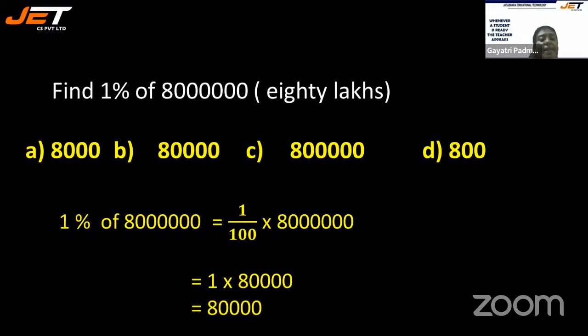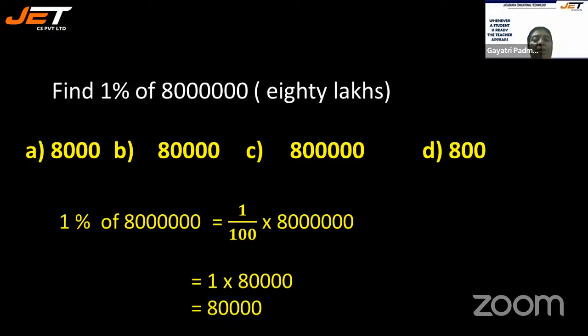1% of 80 lakhs. So 1 lakh is nothing but 5 zeros, 1 followed by 5 zeros. Am I right? What is 8 lakh? 8 followed by 5 zeros. 80 lakhs means 1 more zero. So 8 followed by 6 zeros. Clear? Just a second. Let me explain it.